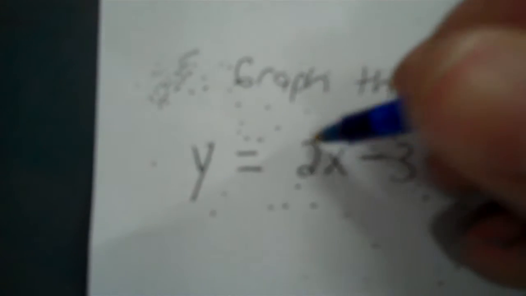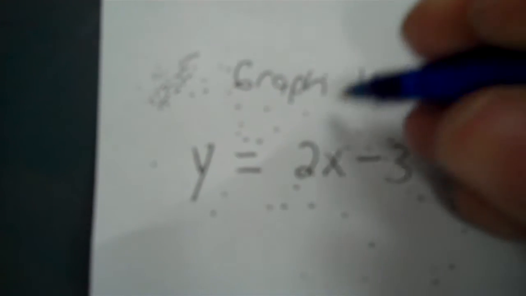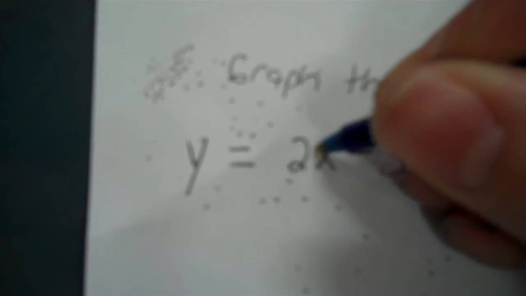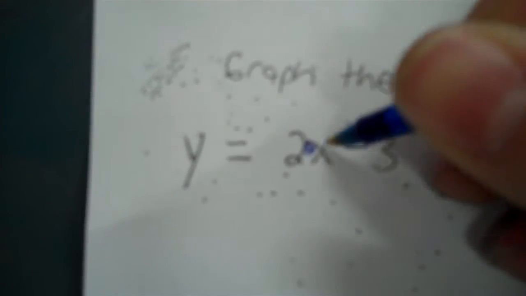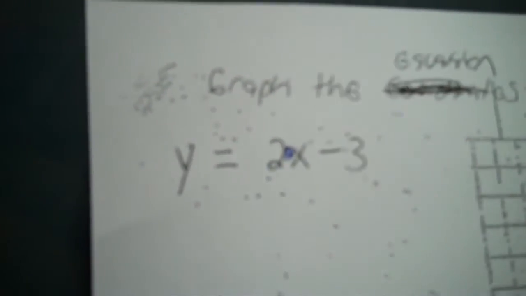So you need to put, since between the 2 and the letter x you don't have an operation symbol, you put a dot, okay? And between the x and 3 you have a minus, so that's good. So now, in the y, you have an equal sign.